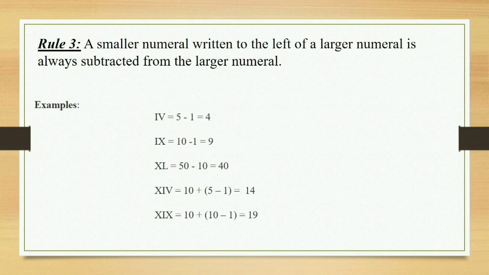Rule 3. A smaller numeral written to the left of a larger numeral is always subtracted from the larger numeral. For example, IV. I is smaller than V and is written to the left of the V. Hence, we will subtract 1 from the 5 which is equal to 4.